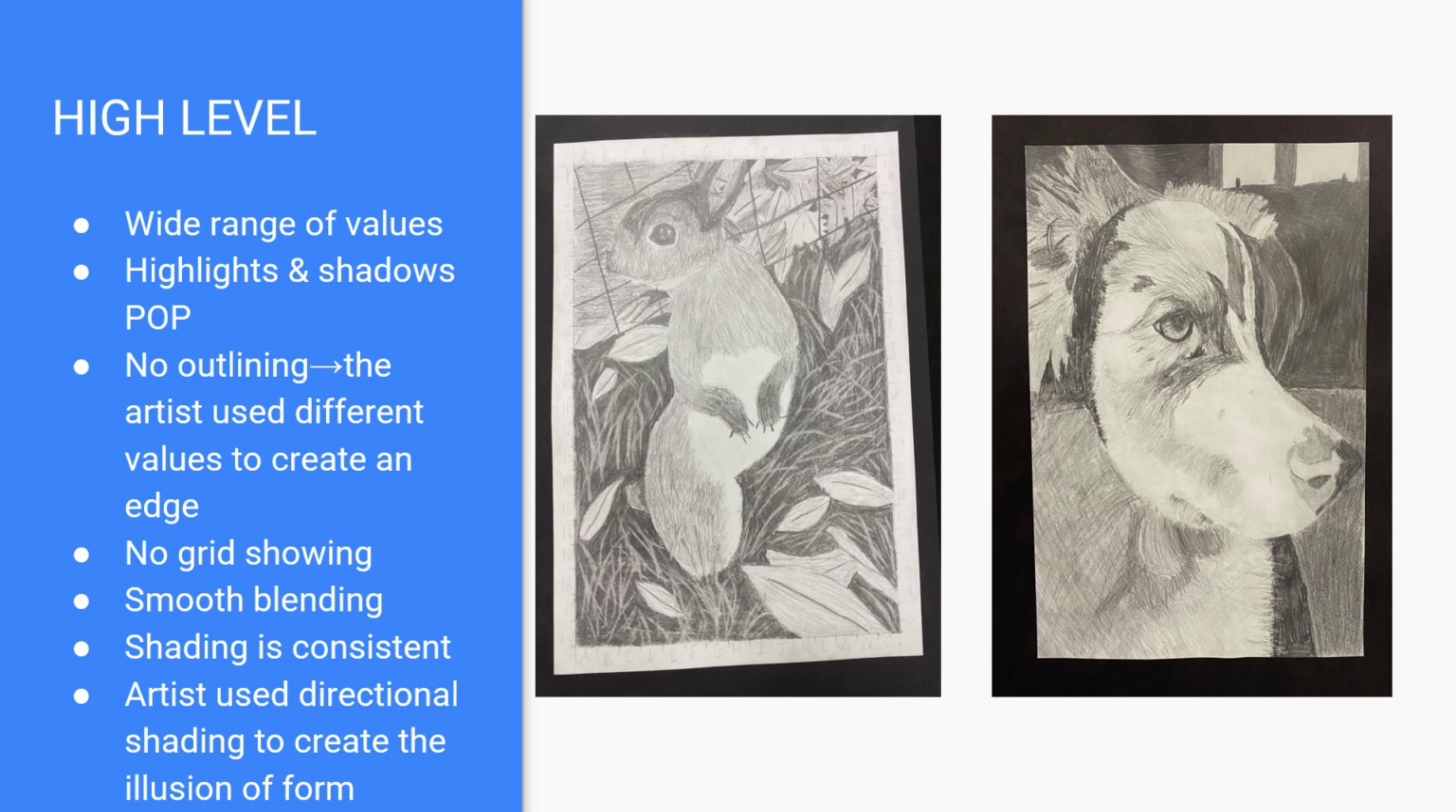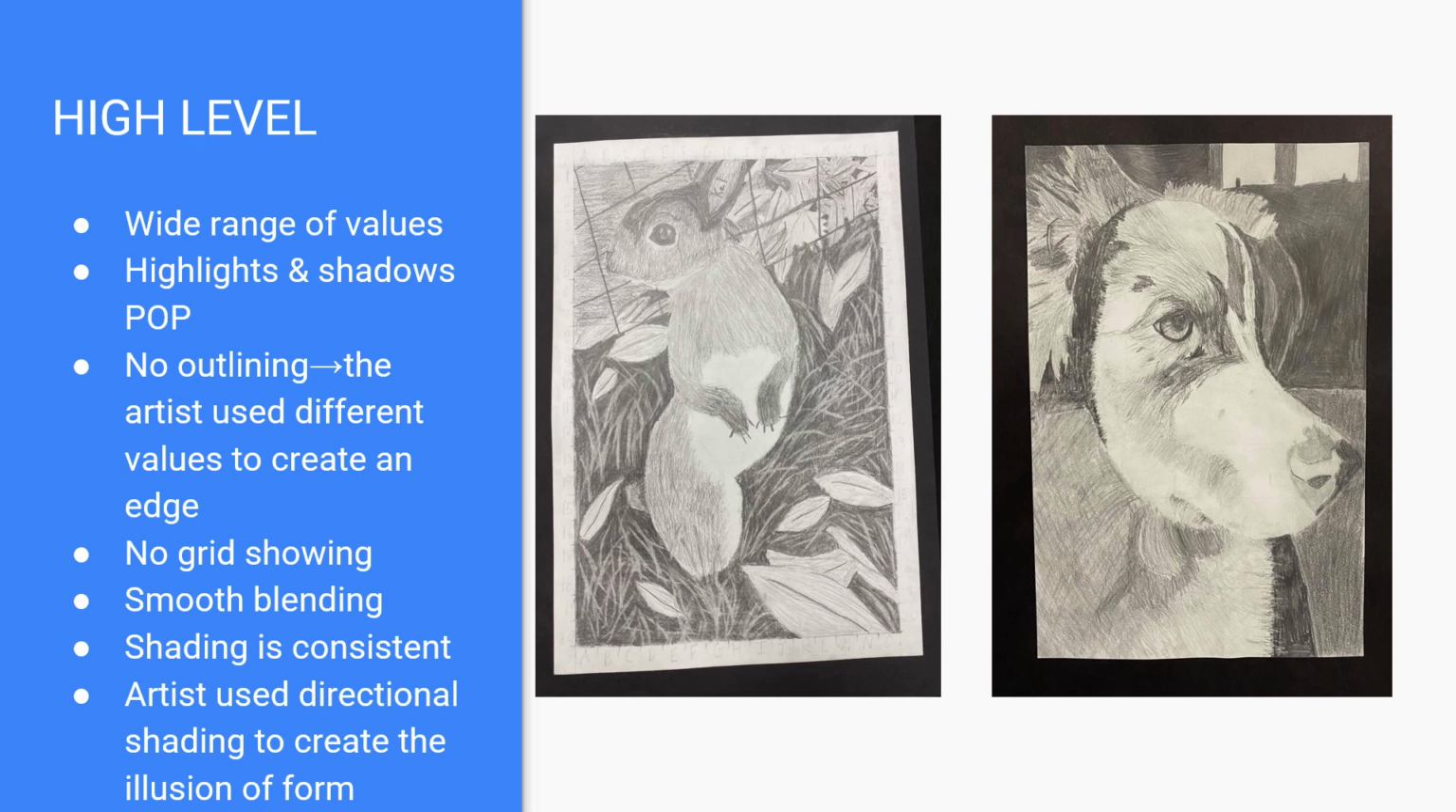They used different values to create an edge. So take a look at the dog on the right-hand side, especially towards the snout. The background is one color, and then the snout of the dog is a lighter color, and that's automatically going to create that edge. You don't have to put in a thick, dark outline to indicate that that's an edge. Our brains are able to figure that out automatically.